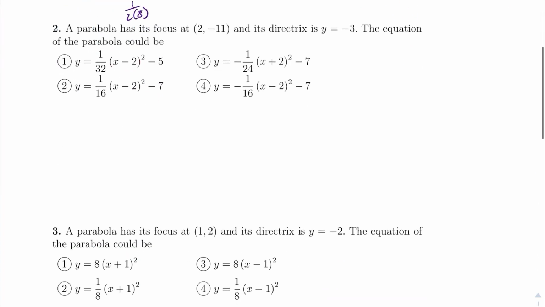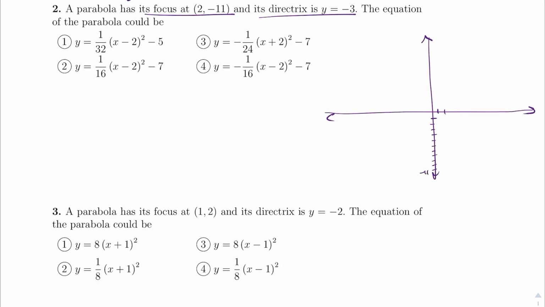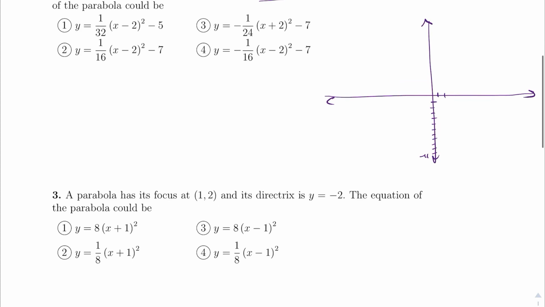I'm going to do problem number 2 as well. So for problem 2, we've got a parabola with focus at (2, negative 11) and directrix at y equals negative 3. So we go 1, 2, 3, 4, 5, 6, 7, 8, 9, 10, 11. And so we draw our focus down here. I'll use green for the focus like we did before. Our directrix is going to be at y equals negative 3. So negative 1, negative 2, negative 3.